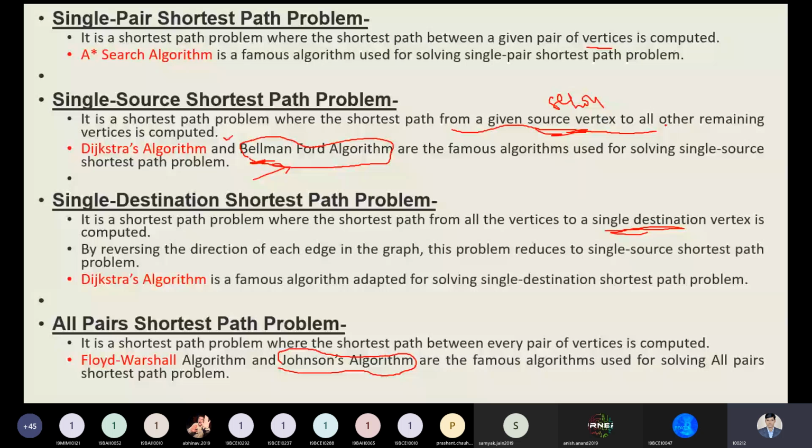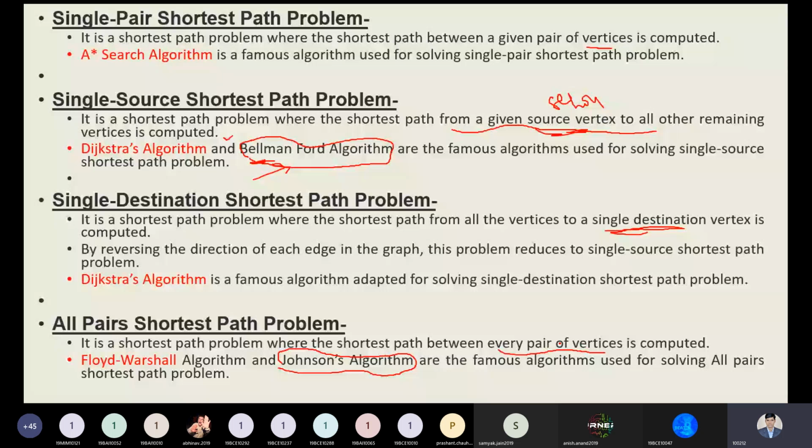In single destination, the single destination vertex is to be computed. So that's the point we need to see. And all pair vertices, between every pair of the vertices, we need to compute all the things. That comes under the Floyd-Warshall algorithm and Johnson algorithm, which we will see.